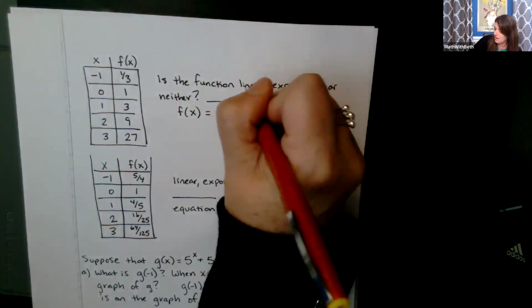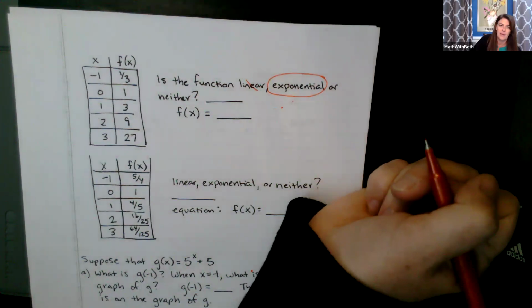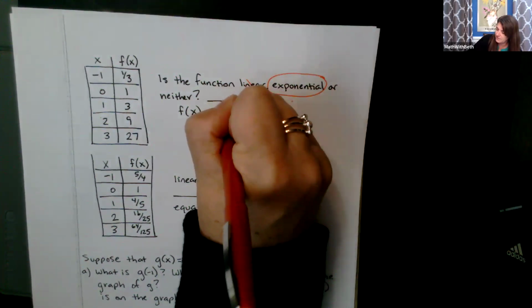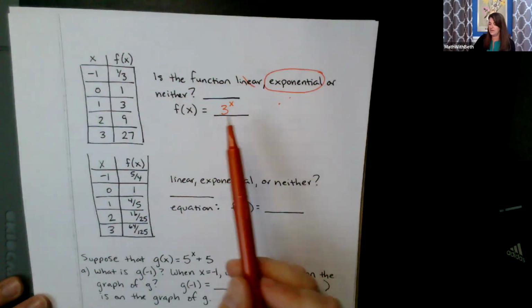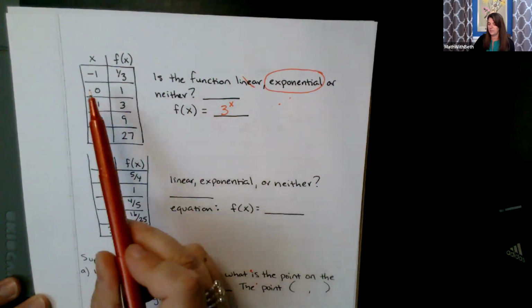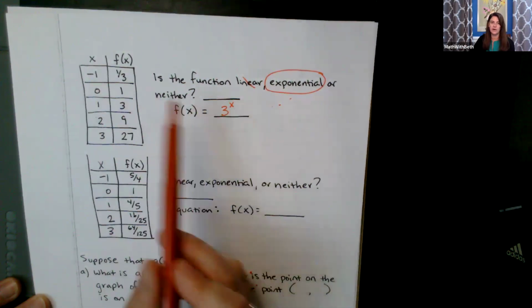So obviously we're going by powers of 3. So is it a line? No. Is it an exponential? Yes. And because we're going by powers of 3, the equation would be 3 to the x. So just take a second and make sure that makes sense. If I plug in a negative 1, I'd get 1/3, yes. If I plug in a 0, I'd get 1.